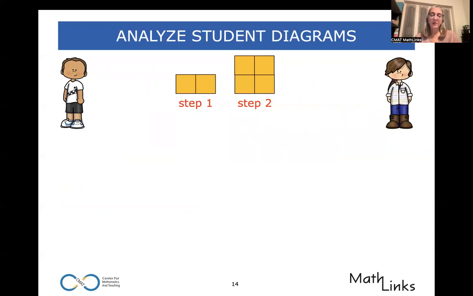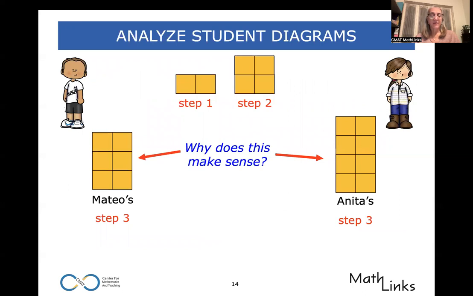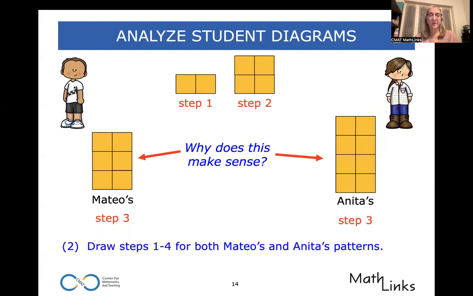We then look at Mateo's and Anita's third step. Even if students have already come up with these options, this is a great time to discuss why both of these answers can be correct. Mateo sees the pattern as starting with 2 tiles and adding 2 more at each step. Anita sees it as starting with 2 tiles and doubling at each step. Students will then continue to draw steps 1 through 4 for both patterns.